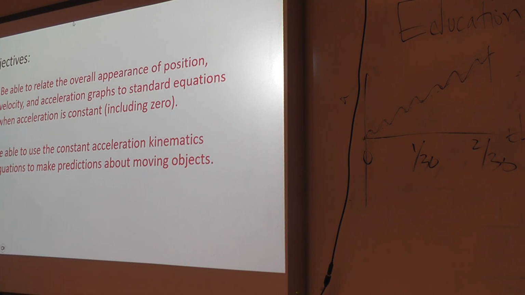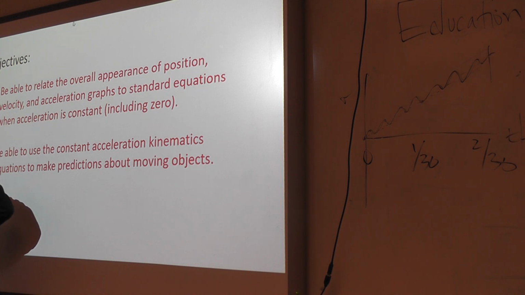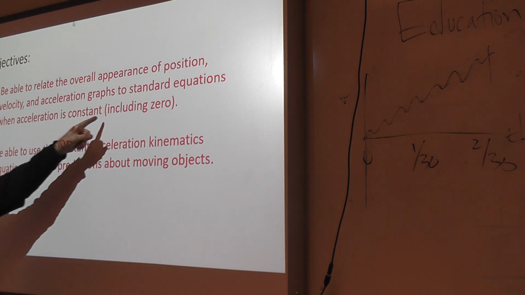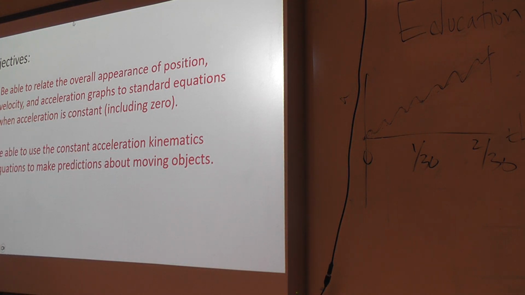So the skills that we're going to look at have to do with position, velocity, and acceleration graphs under the constraint of constant acceleration. That is going to include when acceleration is 0, though we're not going to hit that until Thursday. And then we're going to start thinking about equations, and we'll finish that work up on Thursday as well. So this is going to be broken into 2 parts.